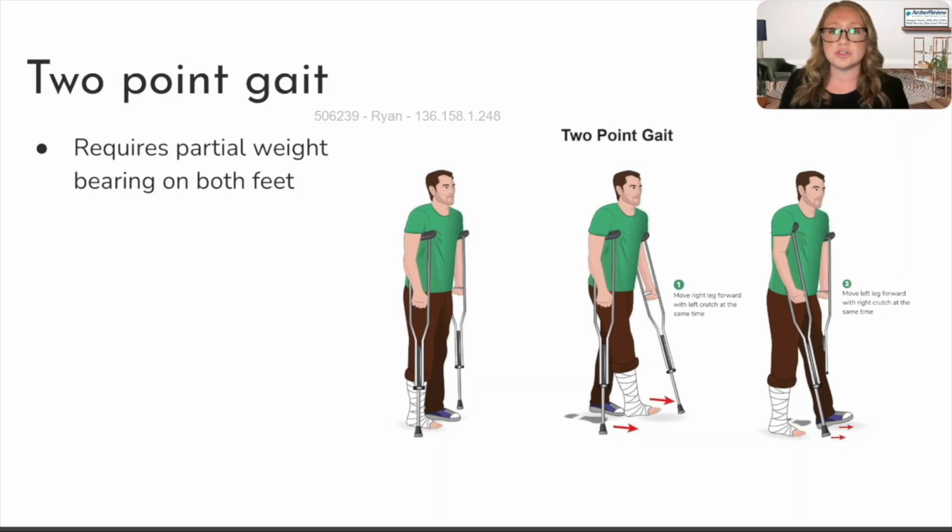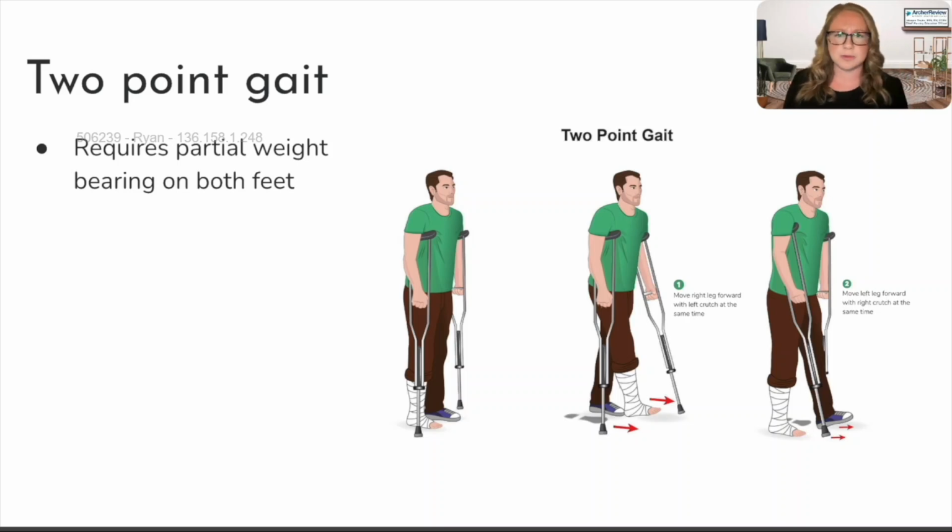First, we have our 2-point gait. Very important for the 2-point gait, your client must be able to partially bear weight on both extremities. So maybe they have a sprain or a strain, but the doctor has cleared them to put weight partially on that bad side. It's a pretty typical walking stance.